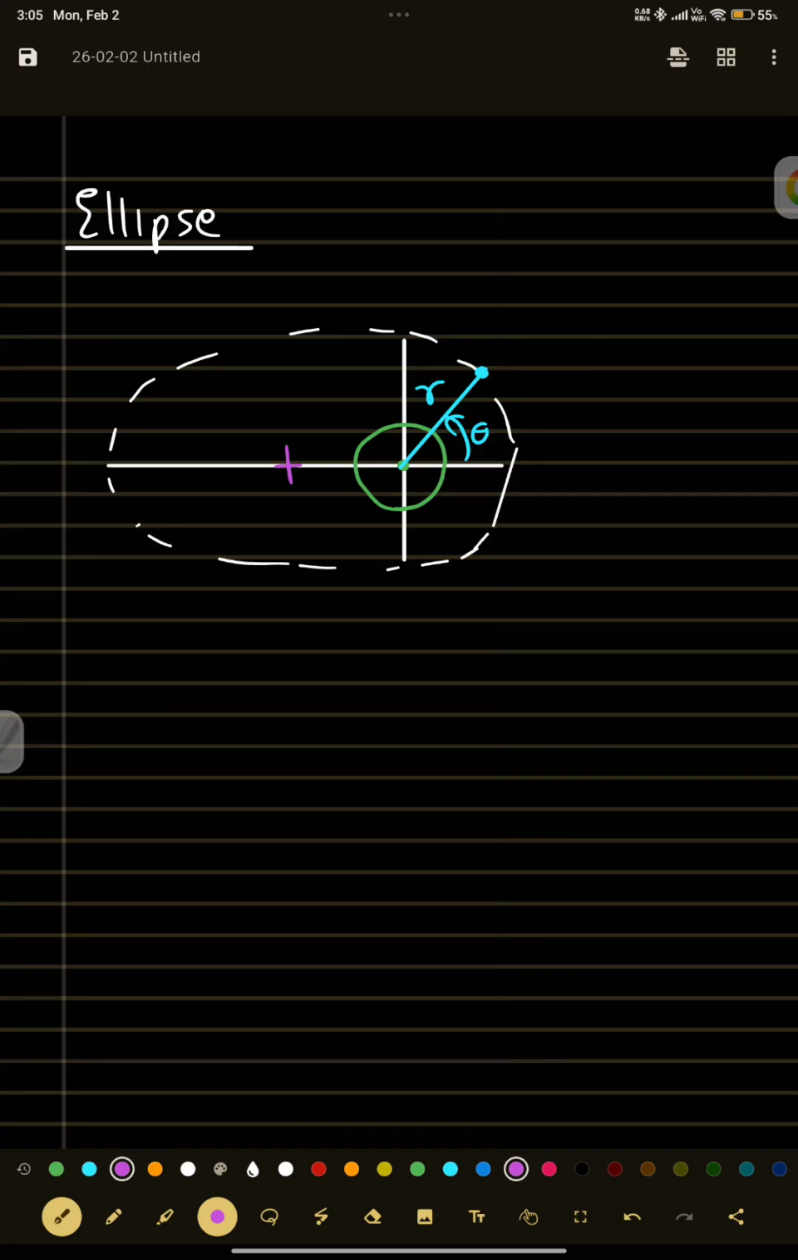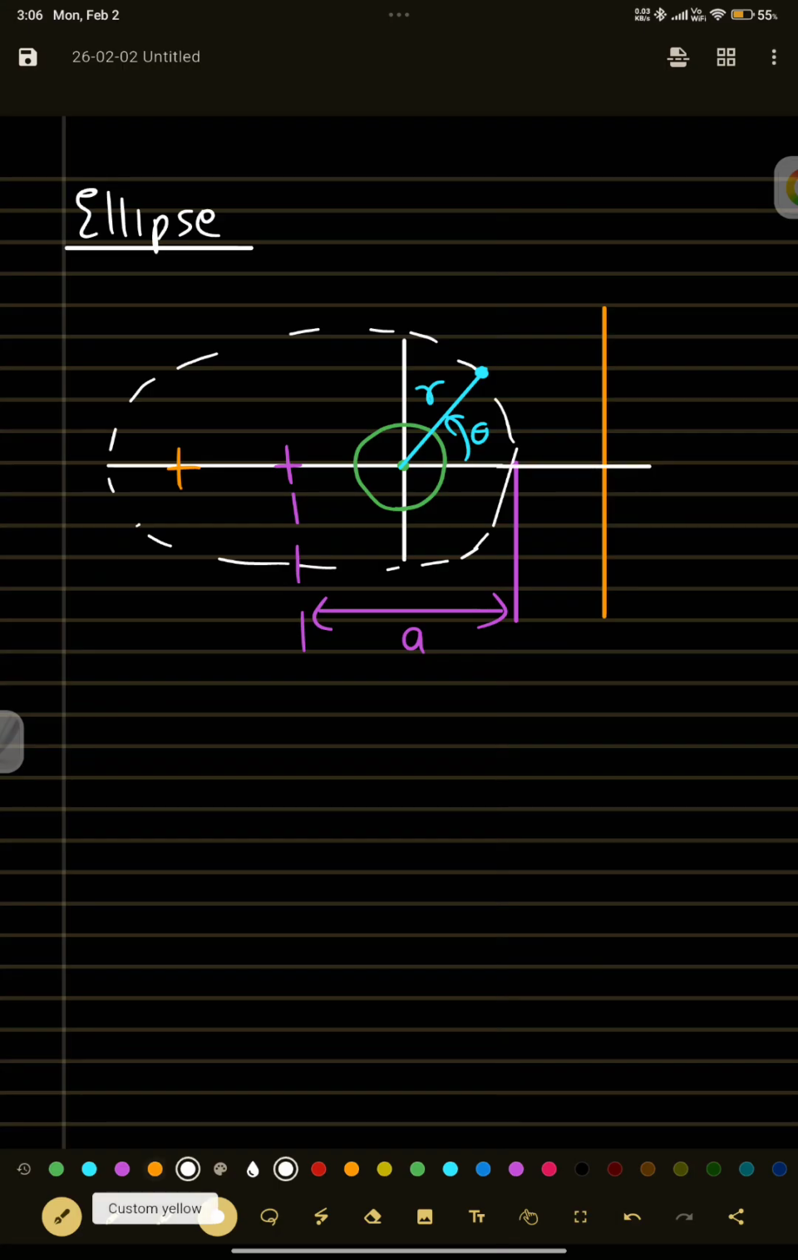So what is this length? If you know the eccentricity E, the eccentricity is E, so this length will be AE. And if this is the directrix, D is the total distance, but the distance from here to here is A by E, because E is less than 1.